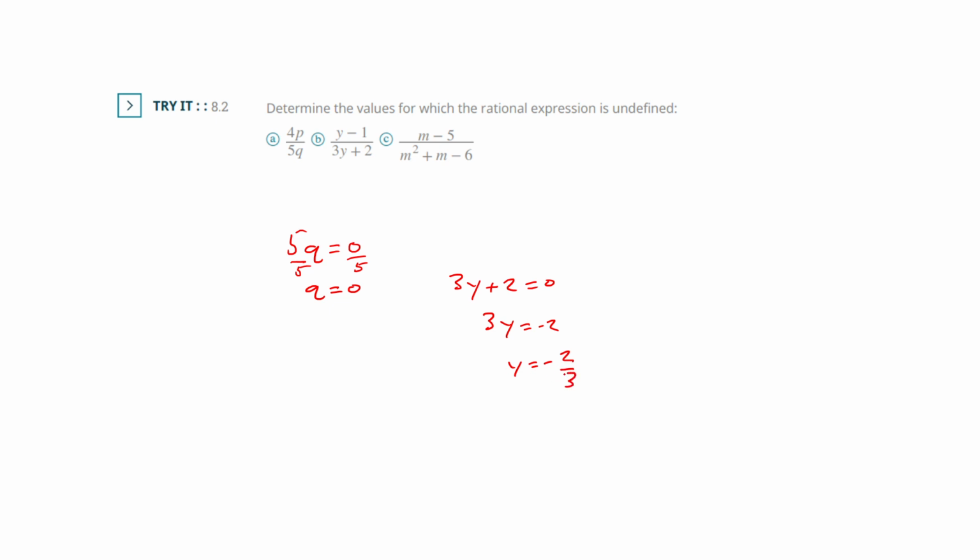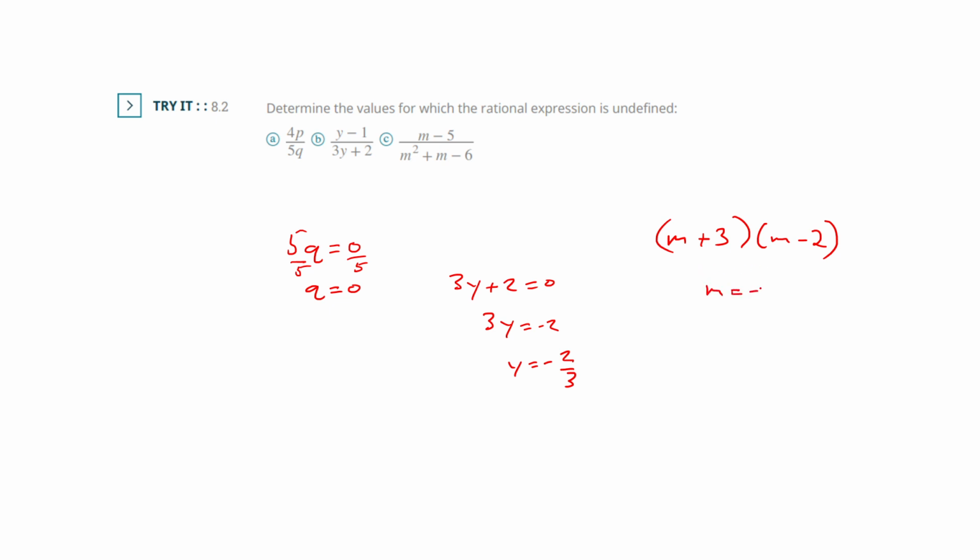So negative 2/3. If you put that in for y right here, it's going to make that denominator 0. And then again, we've got one we have to factor. Again, just the denominator. It's the only thing that matters. Okay, make sure I did that right.